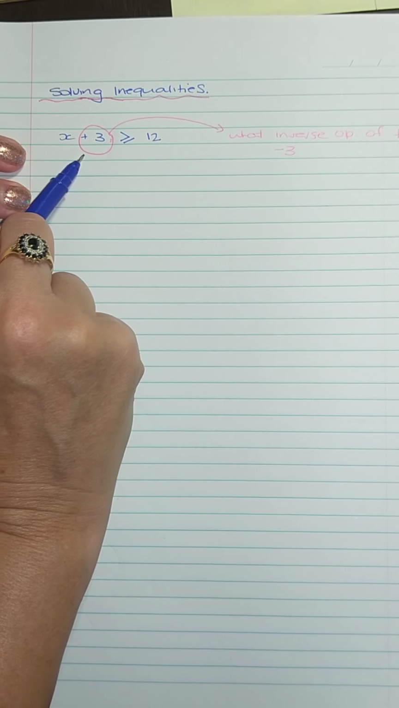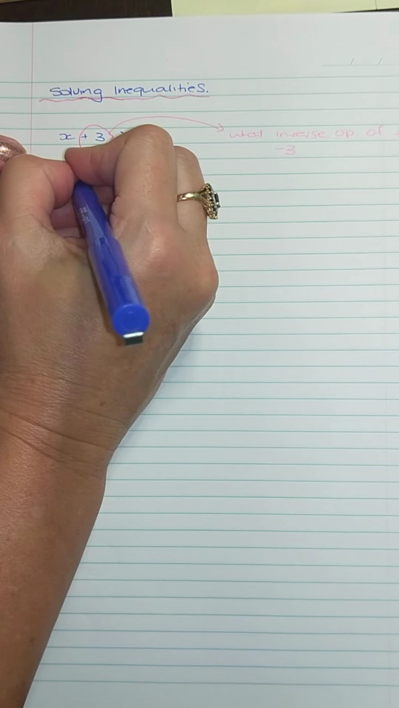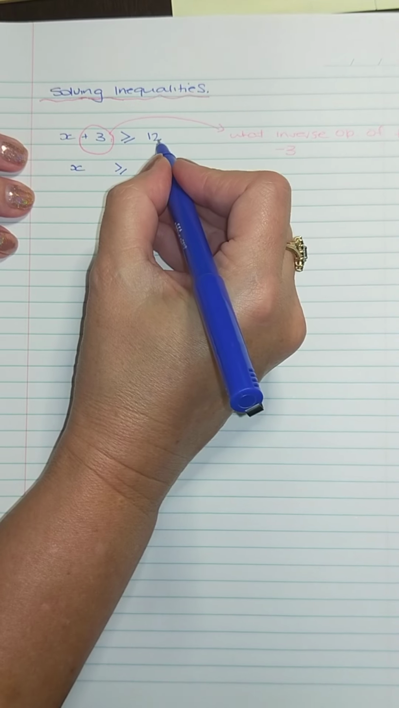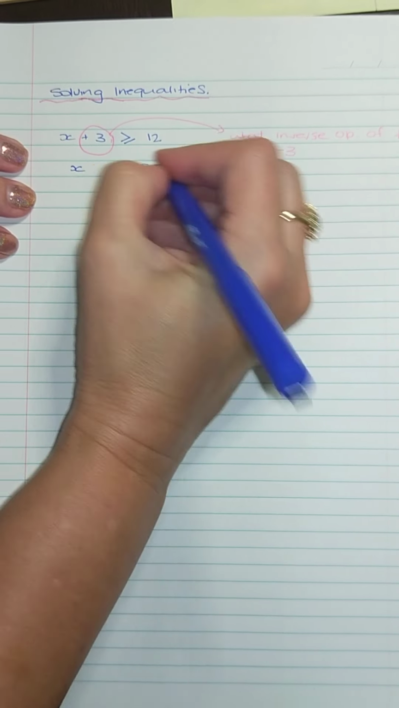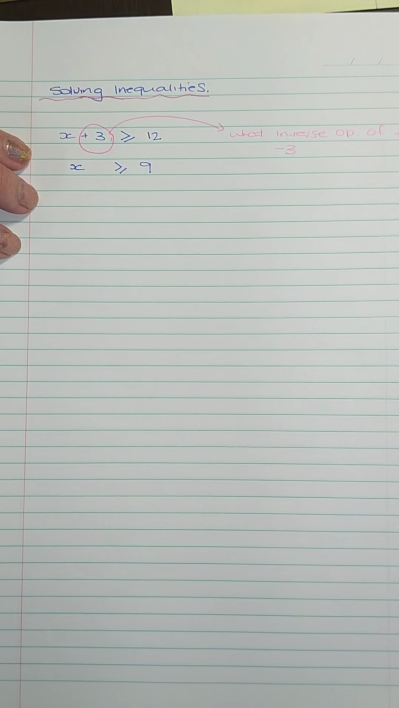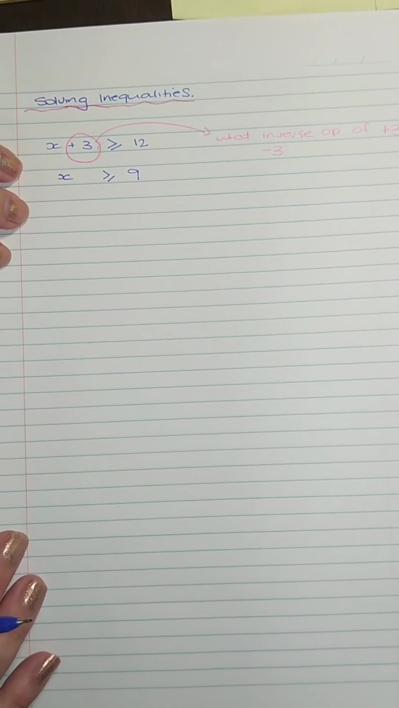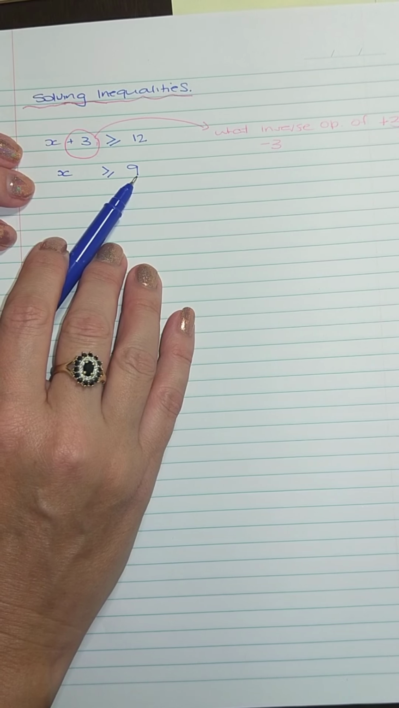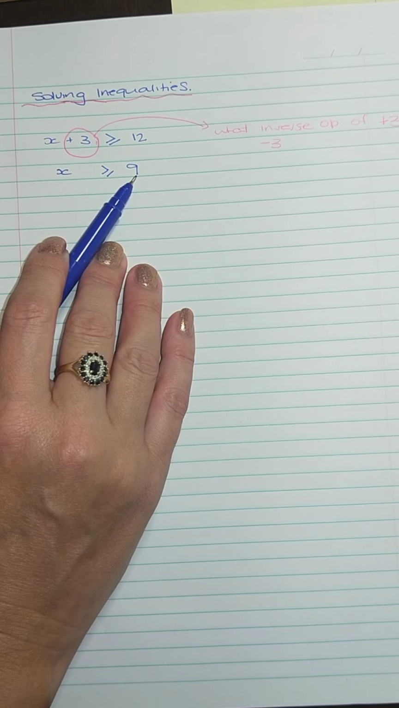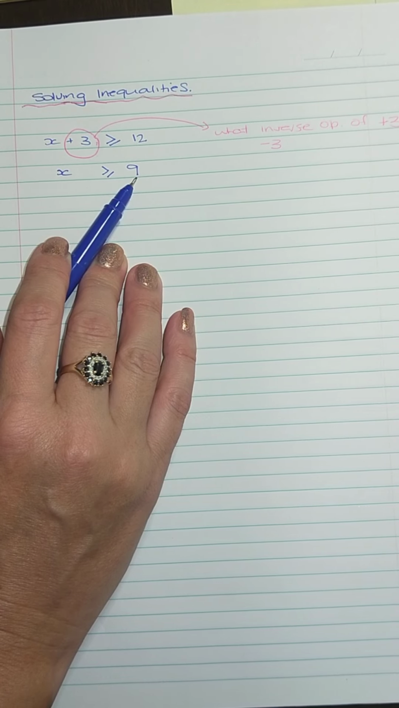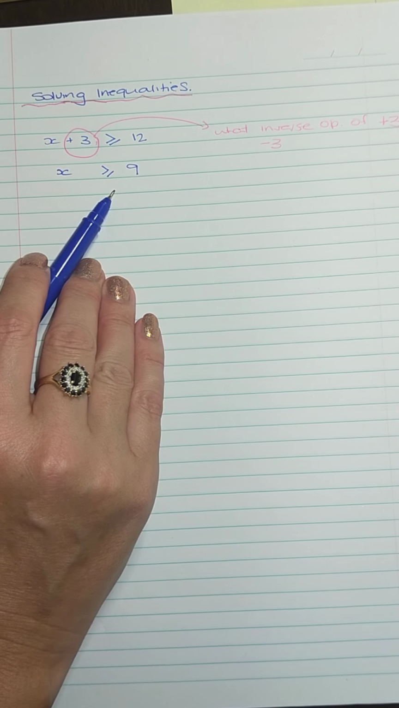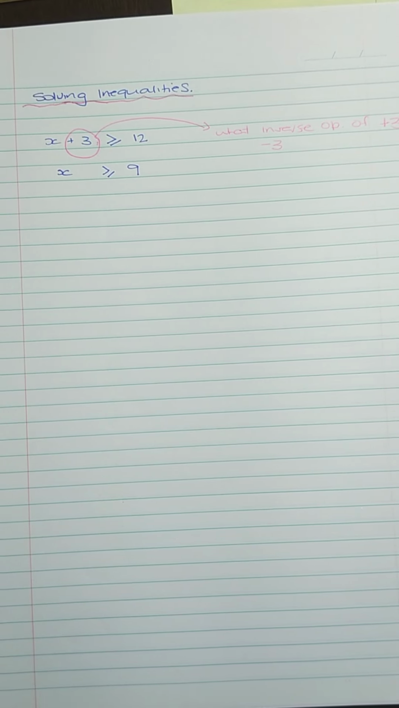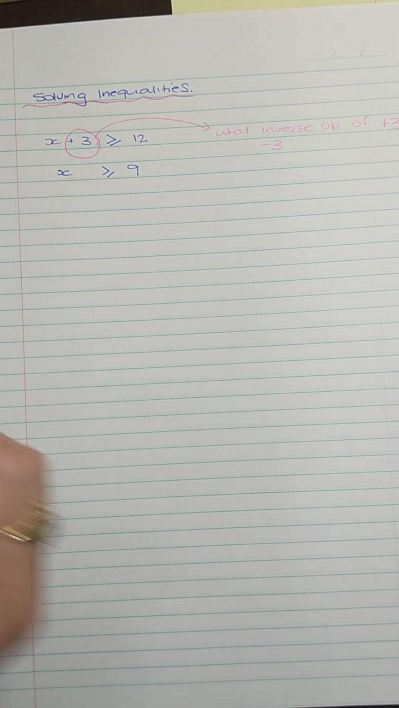If we take 3 away from this side, we're just going to be left with x over here. And 12 minus 3 is 9. Okay, so that's it. You've actually solved it. So x has a value that is greater than or equal to 9. So it could be 9, it could be 10, it could be 11, it could be 12, and so on and so forth. But that's as far as you can go with that nice easy one. Let's do one that's a little bit more complicated.